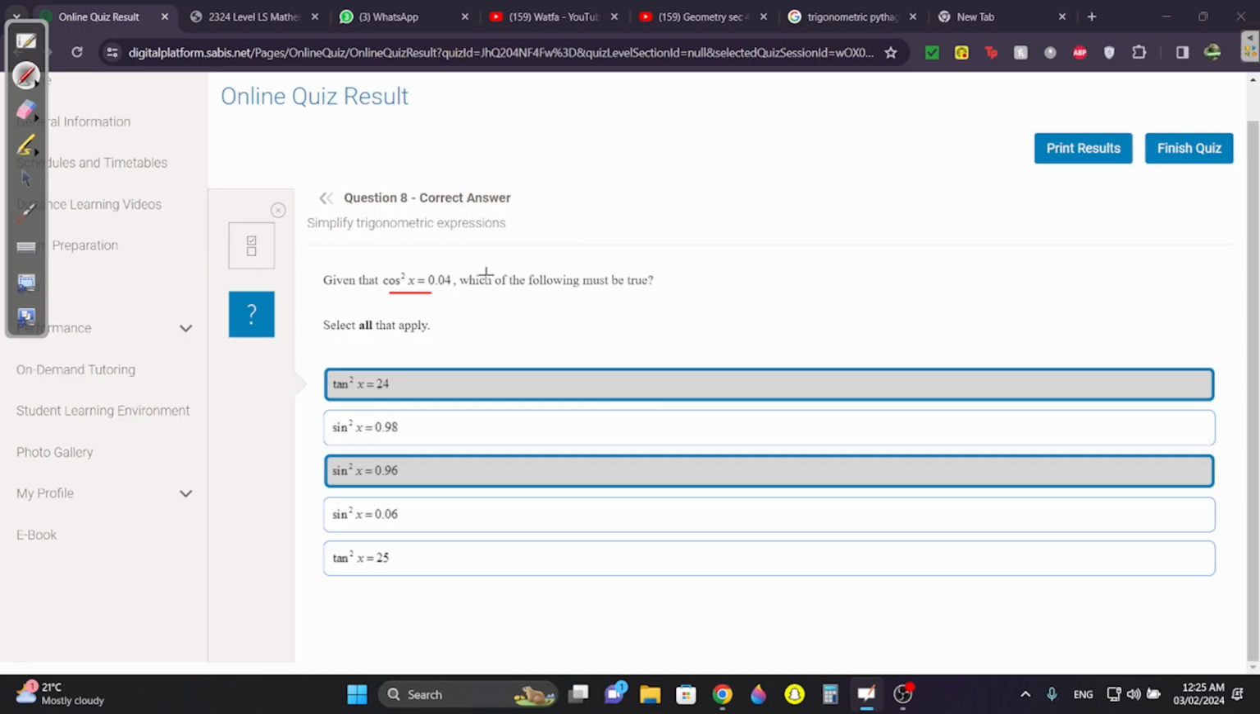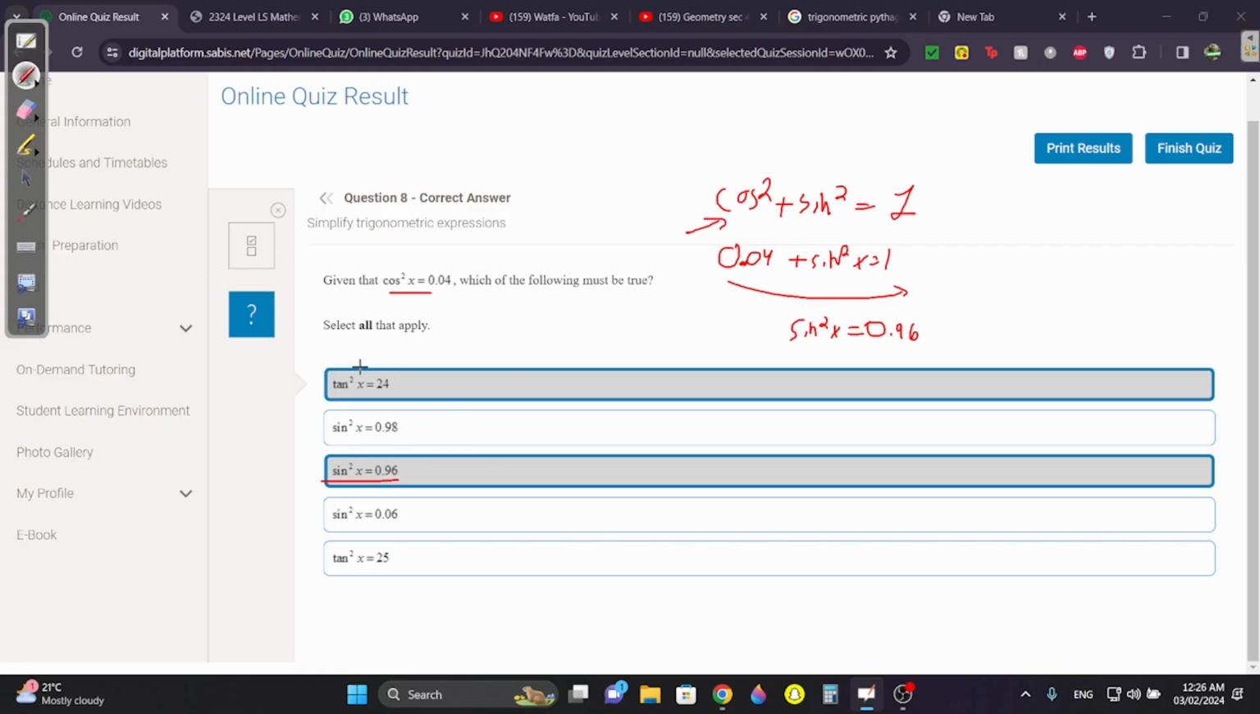Okay, here they're saying cosine squared x equals 0.04. Which of the following must be true? I'm going to start with sine because it's easier. Sine squared equals 0.96. Remember that cosine squared plus sine squared equals 1. So if cosine squared is 0.04, then 0.04 plus sine squared x equals 1. How would you find sine squared x? Minus 0.04 on the other side. You get sine squared x equals 0.96.